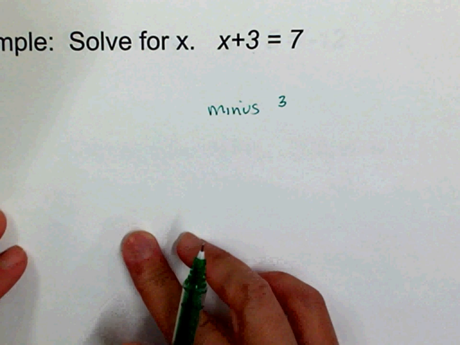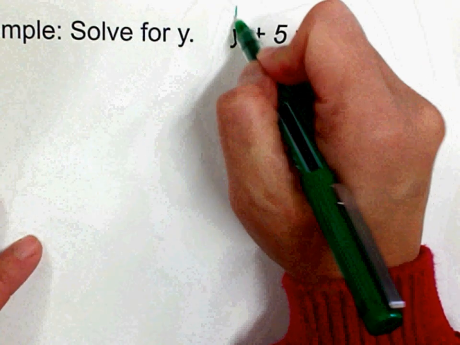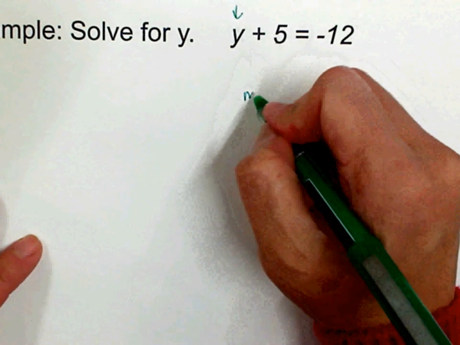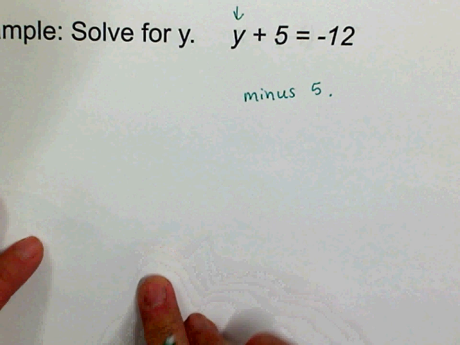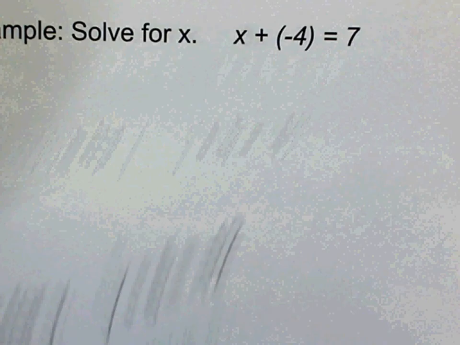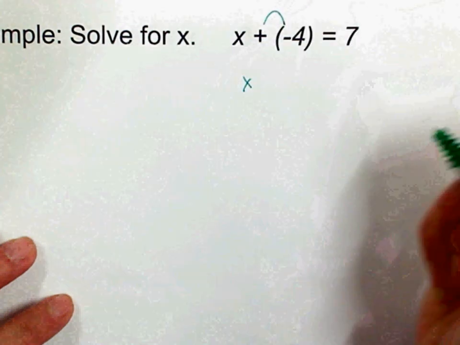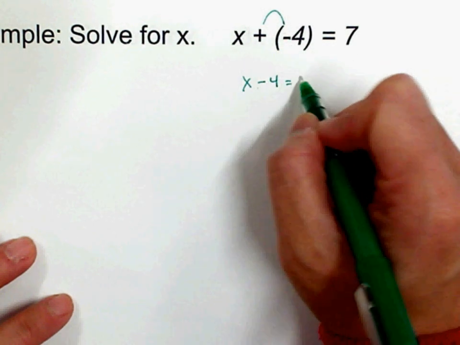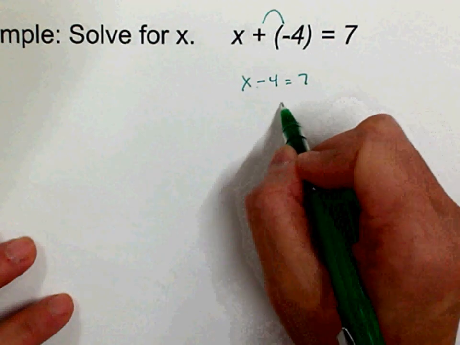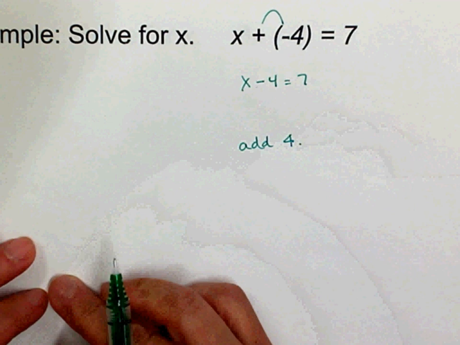Let's look at this example. You got 1, 2. You're solving for y. How do you get rid of that 5? You are going to minus 5, or subtract 5. This example, if you see something like this, every time you have those two, we write them as 1. Positive times a negative is negative. And now what would you do here? You would add 4. Okay, don't give me the answers. I just want to know what you're supposed to do.